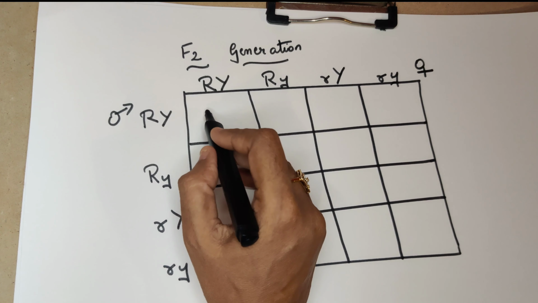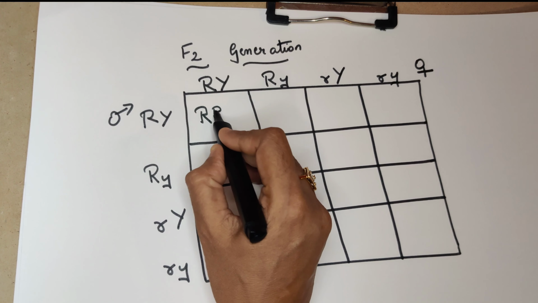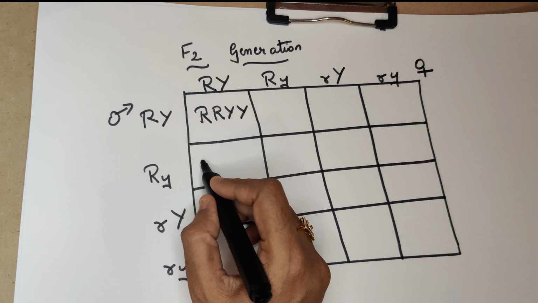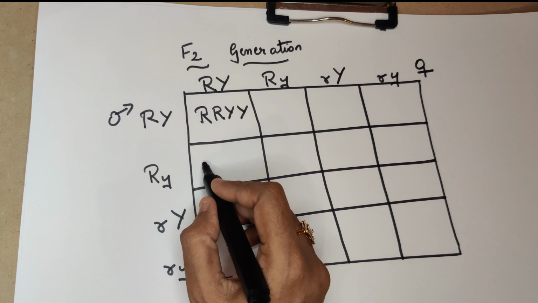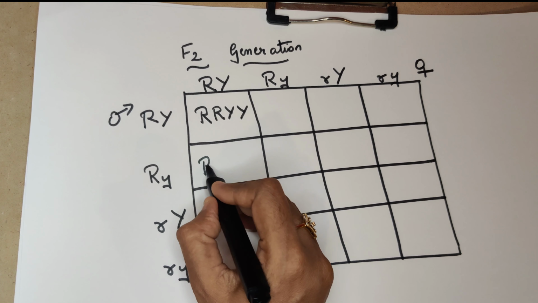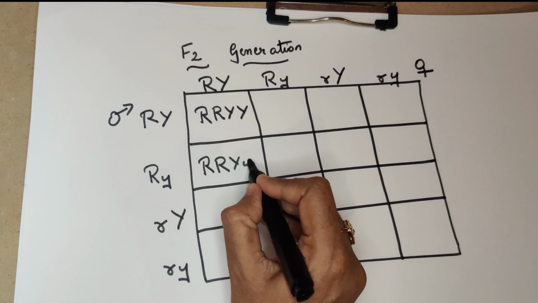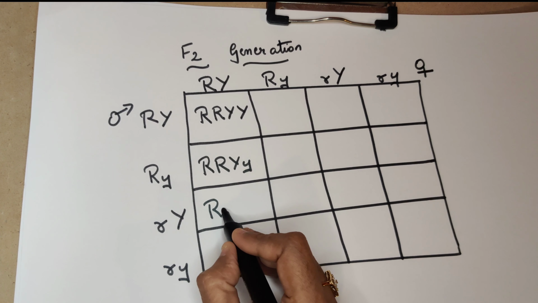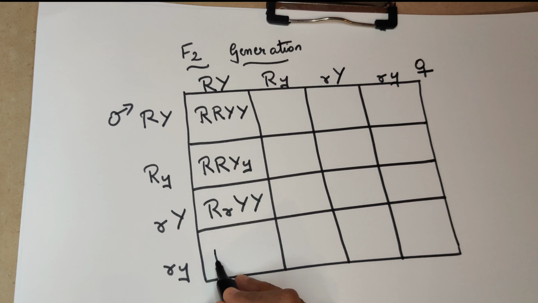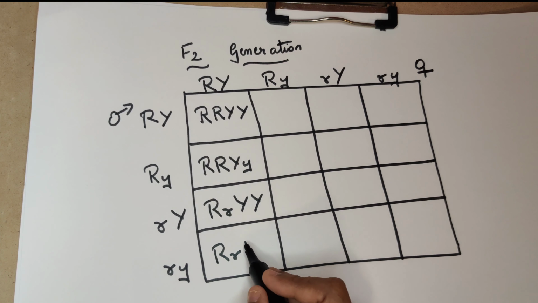When we join these two, we get capital R, capital Y, capital Y. Club together all these letters. So always the same letter will be together, and always the capital letter comes first in this cross. So it is capital R, capital Y, small y. Capital R, small r, capital Y, capital Y. Then you have capital R, small r, capital Y, small y.